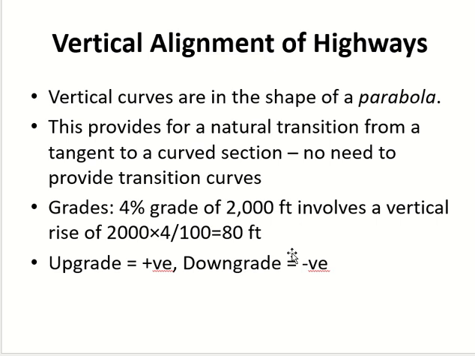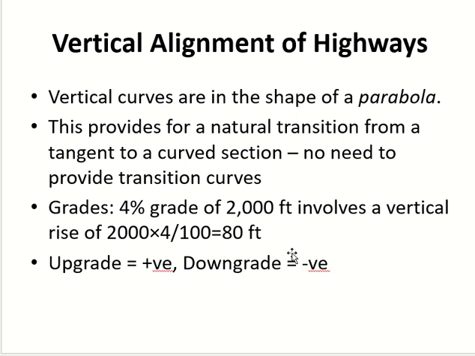Now we move towards the vertical alignment of the highways. As I already mentioned, if you are looking at the road from the profile, again you will see straight lines and curves. The straight lines are called grades and they are shown as a percentage. So 4% means 100 feet of length and 4 feet difference in elevation. It could be positive, it could be negative. Upgrade is considered positive, downgrade is considered negative.